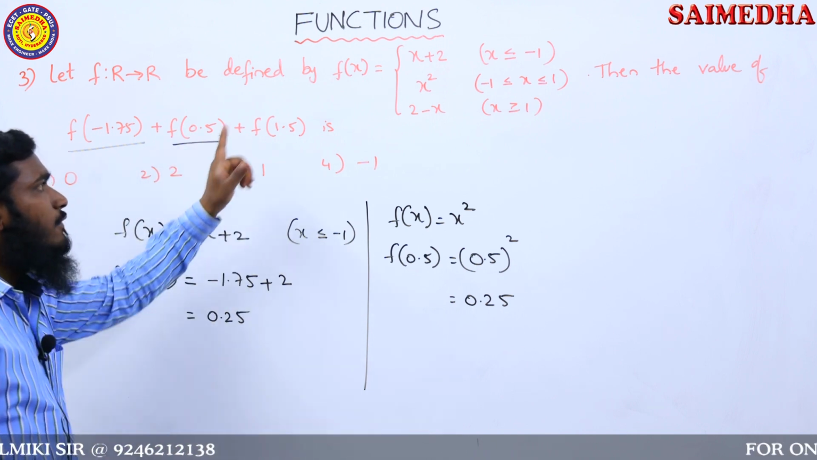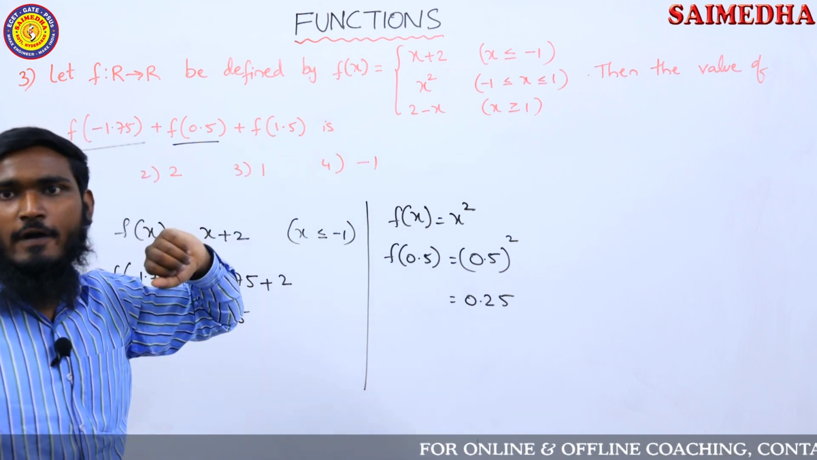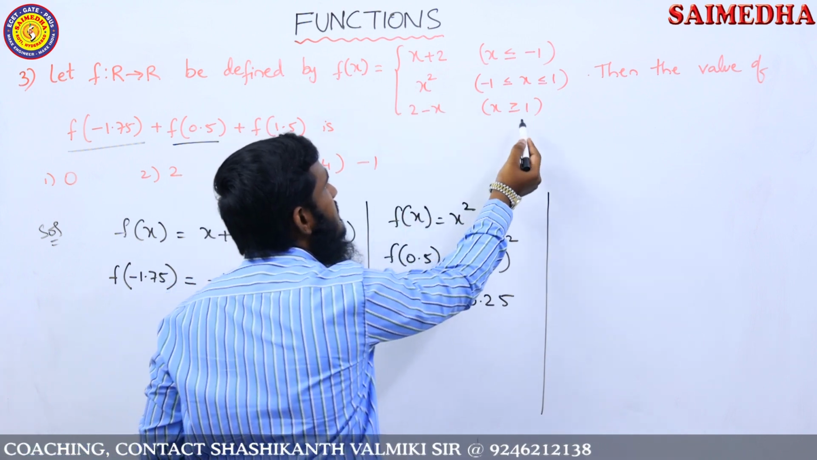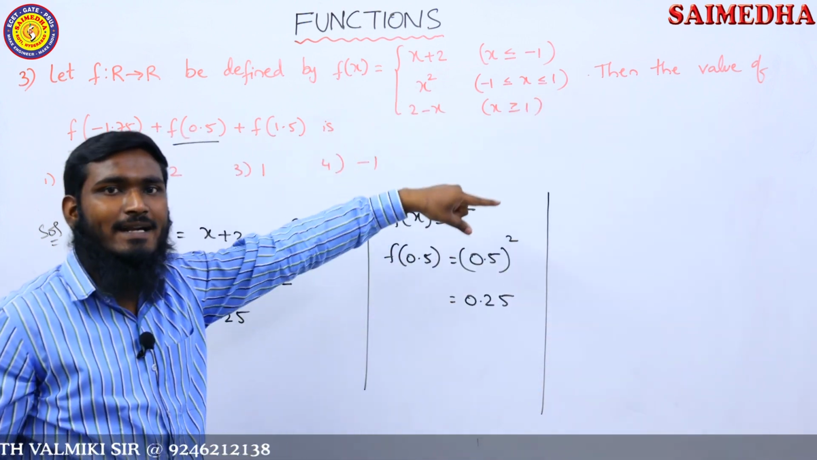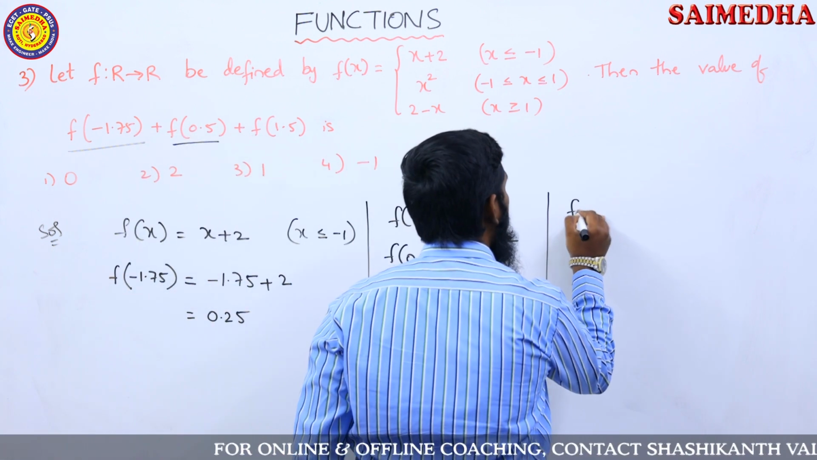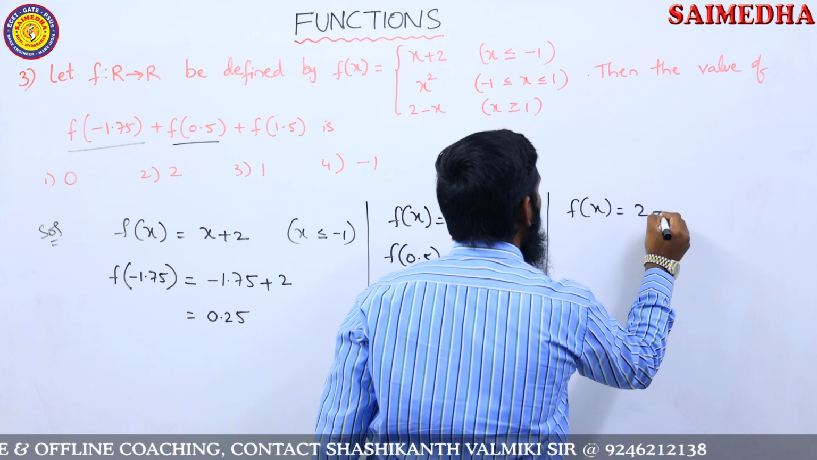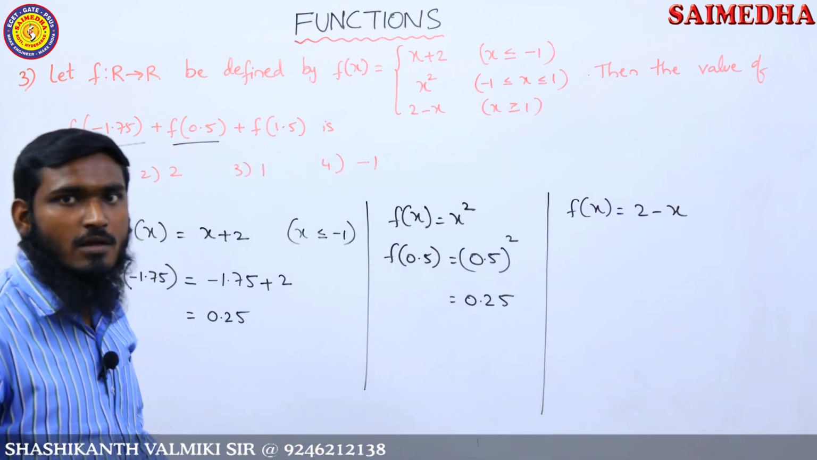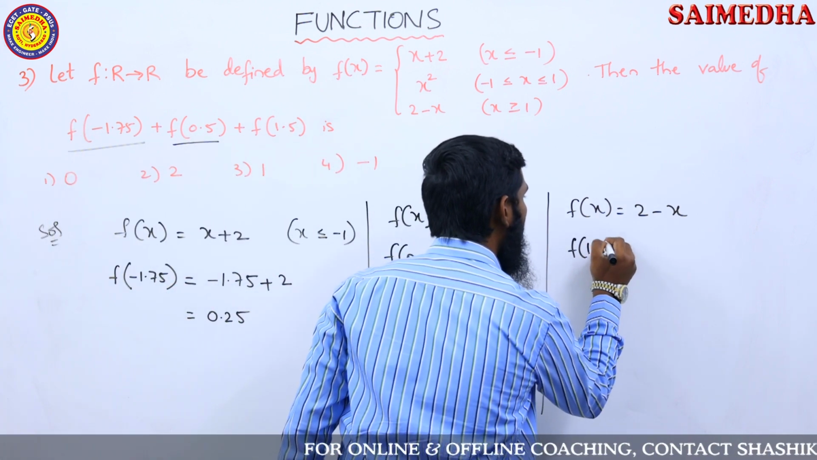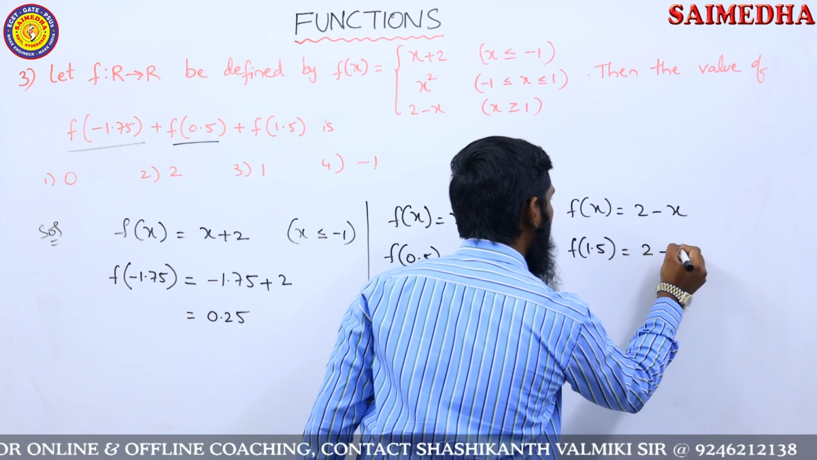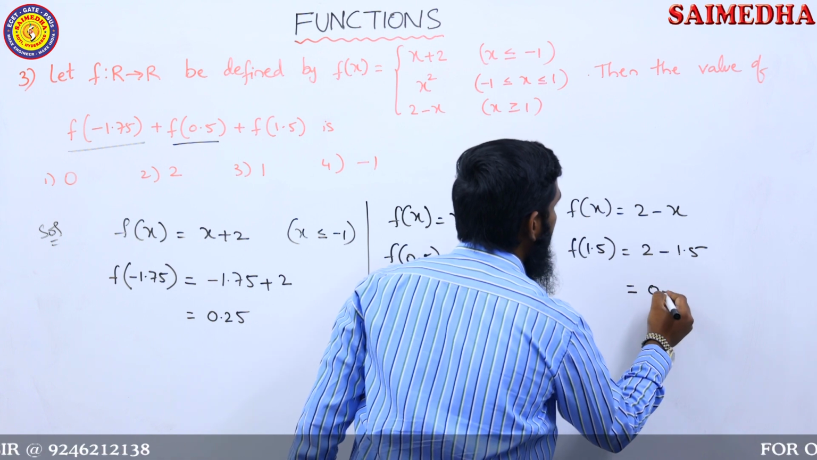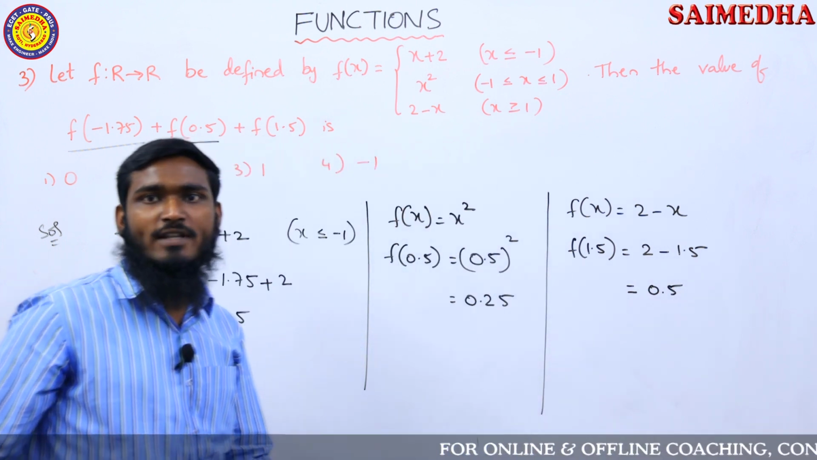Now what we have to do? We have to find the value of f of 1.5. For f of 1.5, which f of x do we take? 1.5 is greater than 1. If it is greater than 1, then f of x equals 2 minus x. So f of 1.5 equals 2 minus 1.5, which is 0.5.